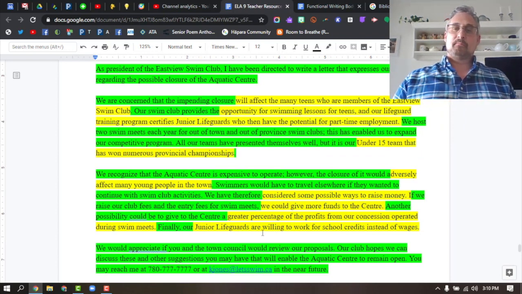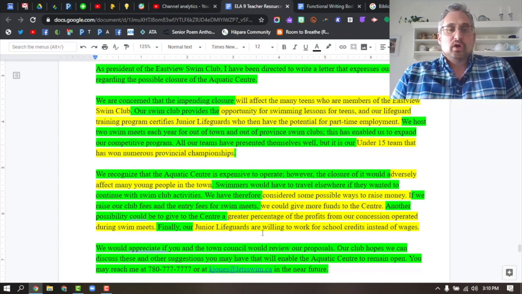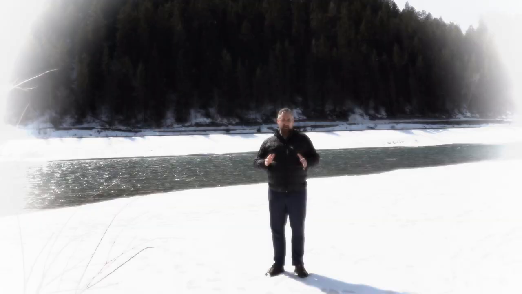You can see that there are many techniques used by the writer to persuade the reader to do what they are proposing. There. Now you know what BP Dog is. Now you know how to be persuasive in your letter.